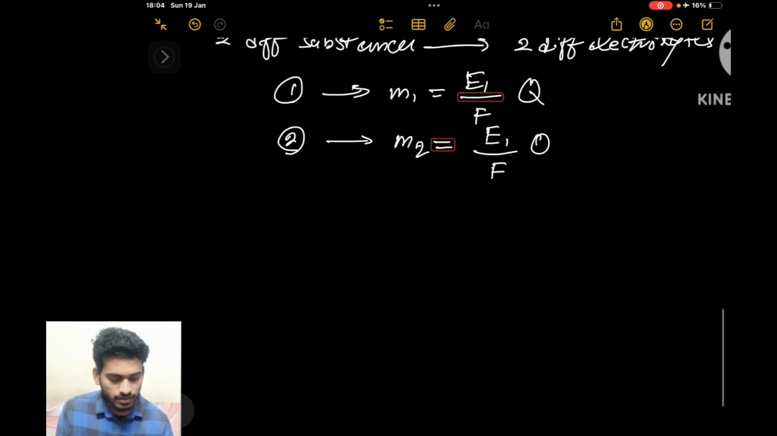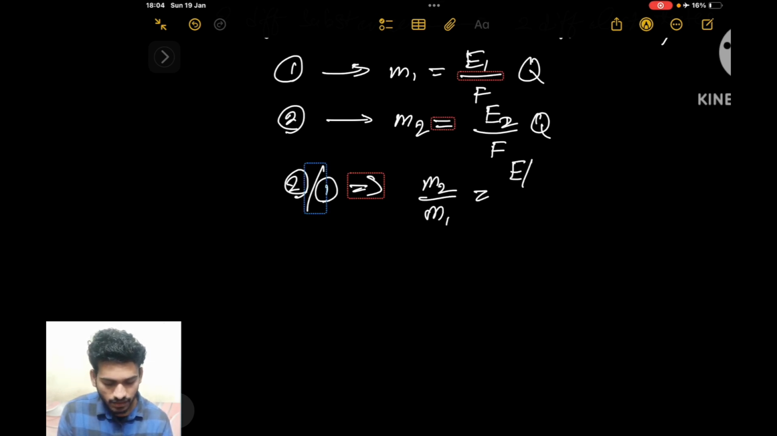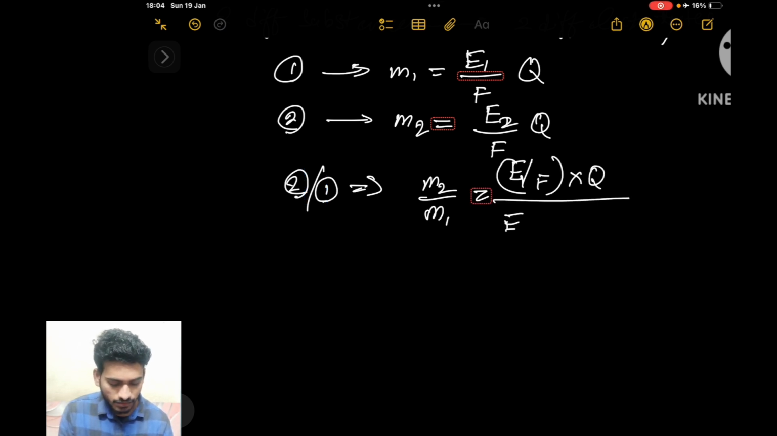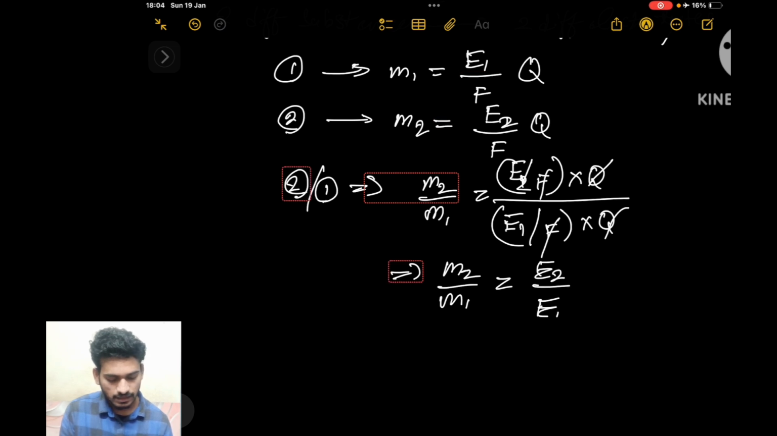So M2 equals E2 by F into Q. If we divide both of them, we will get M2 by M1 equals E2 by F into Q over E1 by F into Q. So finally we are left with M2 by M1 equals E2 by E1.